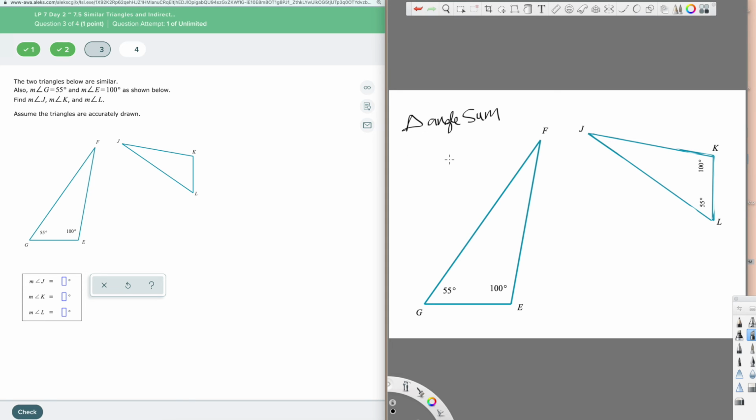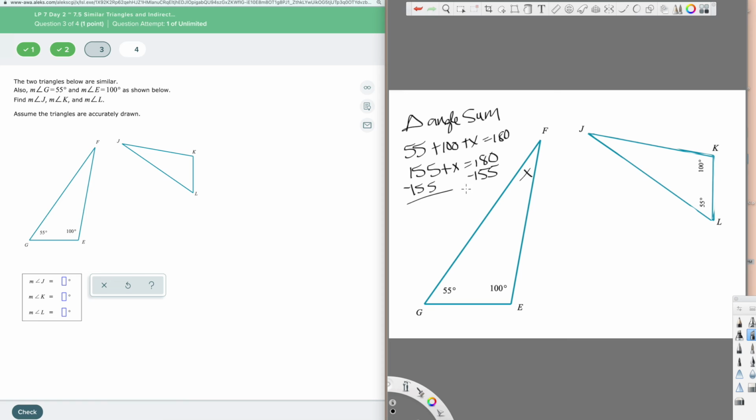So if I have 55 plus 100 plus, we'll call that x, these guys have to add up to 180 degrees. That's the triangle angle sum theorem. So I'm just going to go ahead and add together these guys. I have 155 plus x equals 180. So now I'm going to subtract the 155 because I want to know if I can have up to 180 degrees total for all three angles, and I'm already using 155, what's left over?